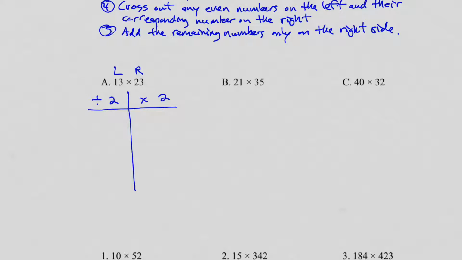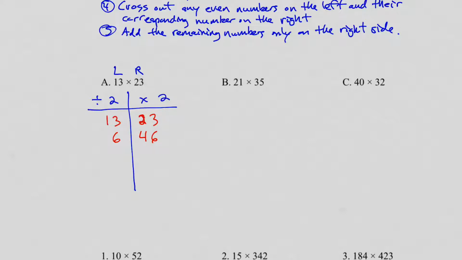All right, so let's take a look at A. This is the chart that I recommend you do to remind you. On the left side you're going to divide, on the right side we're going to multiply. And so we're going to rewrite the numbers of our problem. Then we're going to go ahead and divide 13 by 2. And we get 6.5, which we're going to drop the 0.5 and write down the 6. On the right side, we're going to double the 23, which becomes 46.